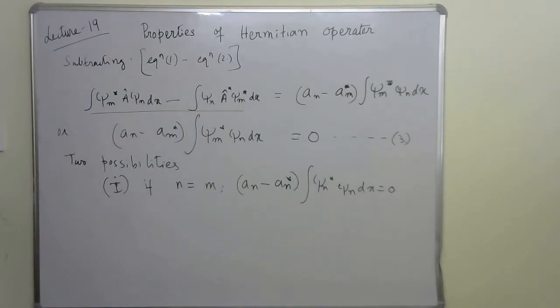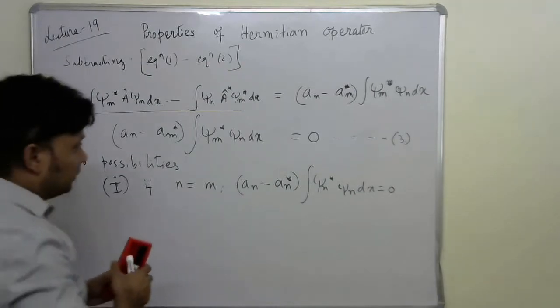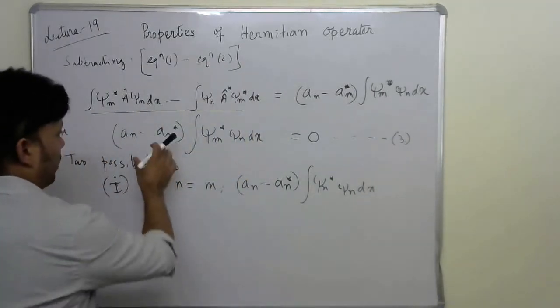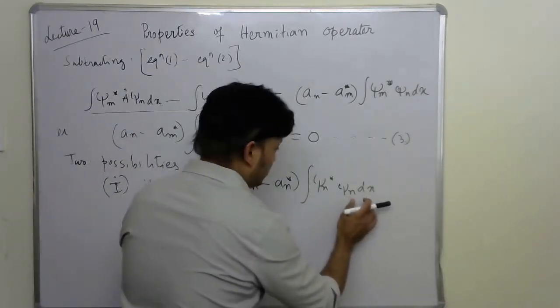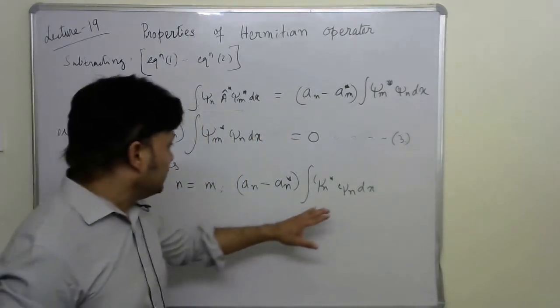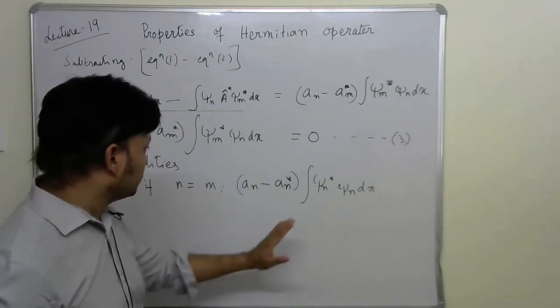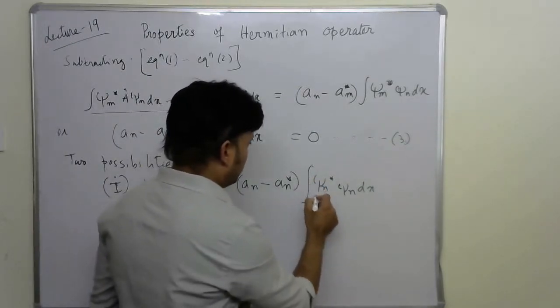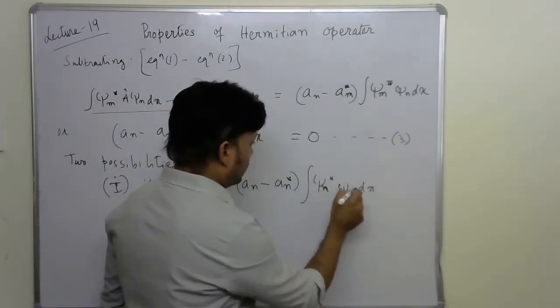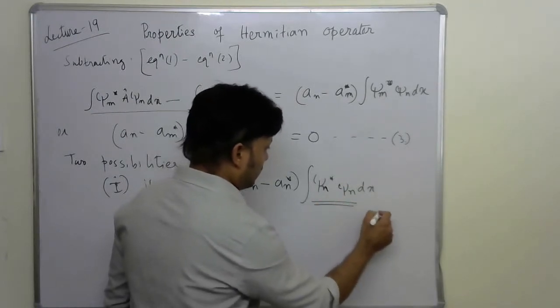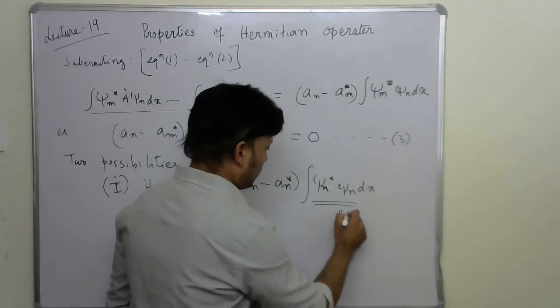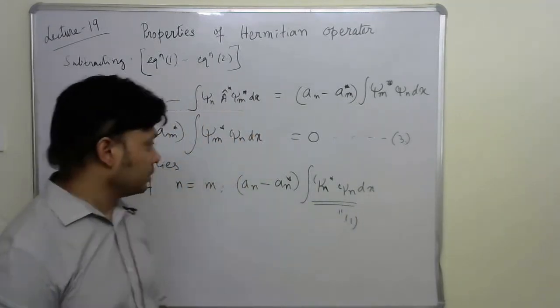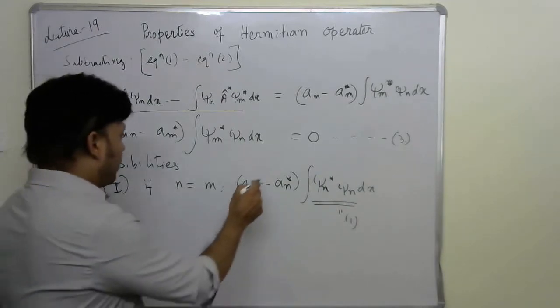What would happen here? Definitely this part will become equal to this value. Then since this is a well-behaved function, this part, psi n star psi n, will always be equal to 1, because this is a well-behaved function. So then what would happen to this part?